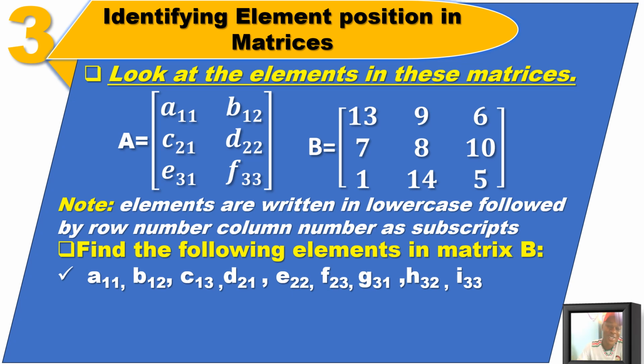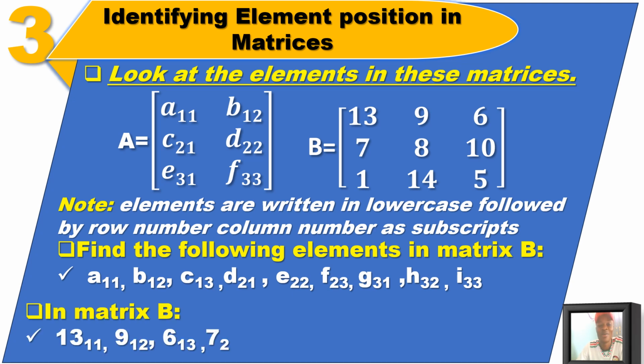Good, I know you got it. This is it. 13 is A. Why? Because it is in position 1, 1, row 1, column 1. 9 is B. Why? It's in row 1, column 2. Good. 6 is C. Continue like that till you get to the end.